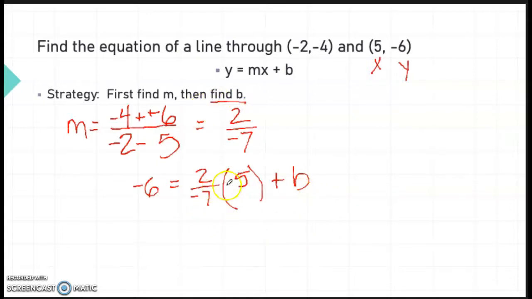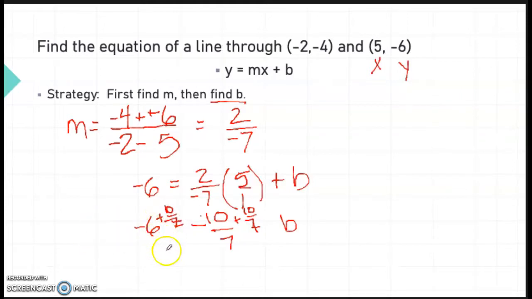To find b, first I need to multiply these two. I put 5 over 1. I cannot reduce, so I get -6 equals -10/7 plus b. I add 10/7 to both sides.